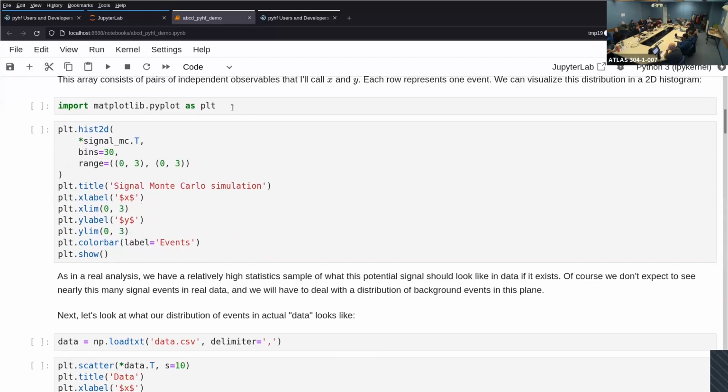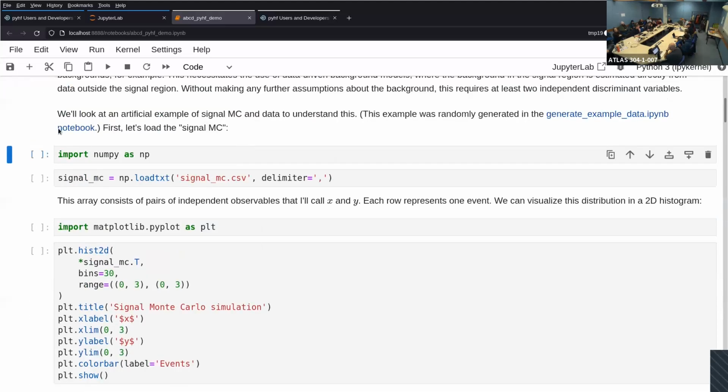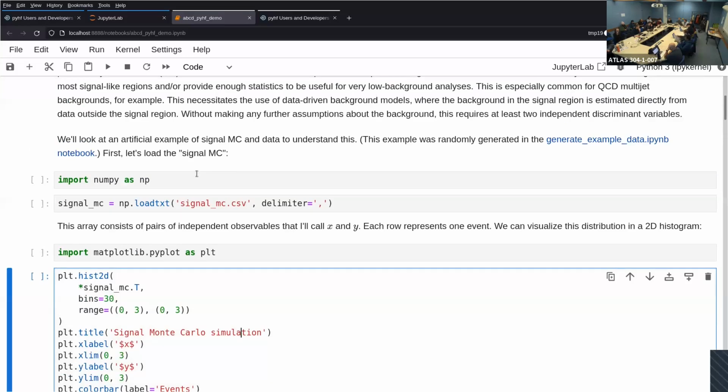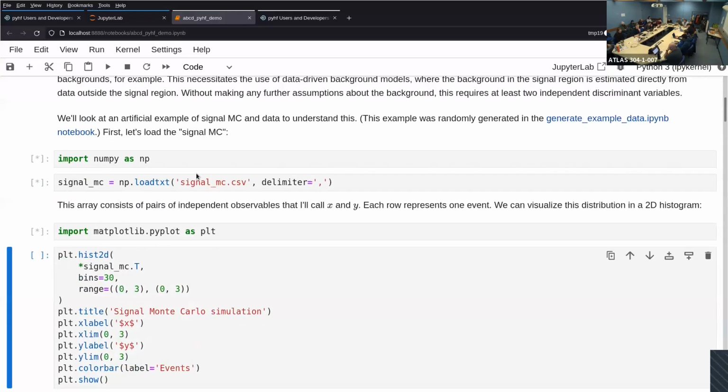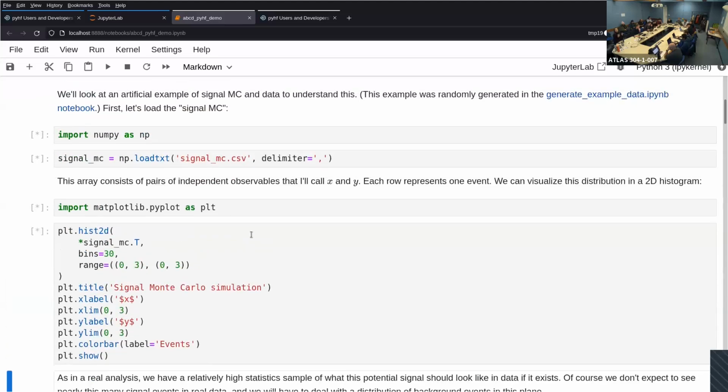So these fake data events and signal events were just generated in this other notebook in this repository. And so if I load these, just to show what these events look like.